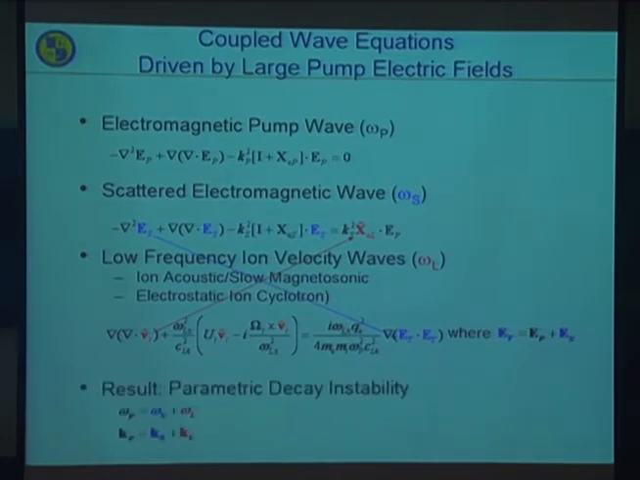Next slide, please. So the bottom line is you have a parametric decay instability. You have one wave making two waves that are driven by the pump and are self-sustaining with frequency offsets given by this formula, where the electromagnetic wave that's produced is this frequency minus the low frequency. And that's what you measure on the ground. You measure this electromagnetic frequency.